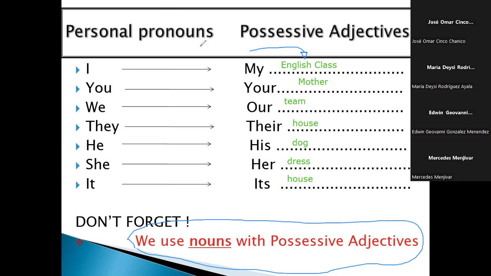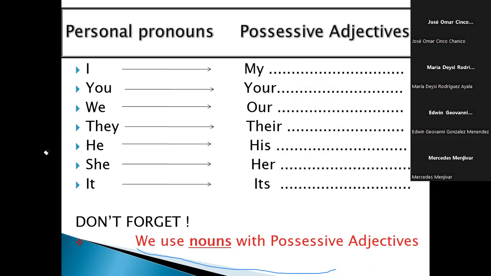Now, as you can see, whenever we are using possessive adjectives, we need to use nouns. What happens with the possessive pronouns? A pronoun replaces a noun. So I cannot say a pronoun and a noun at the same time. For example, I cannot say Juan Carlos, he likes soccer. It's Juan Carlos likes soccer or he likes soccer. But I don't mention both, because the pronoun replaces the noun.